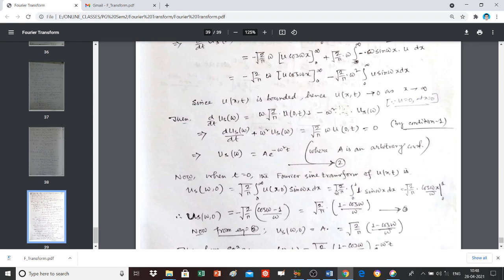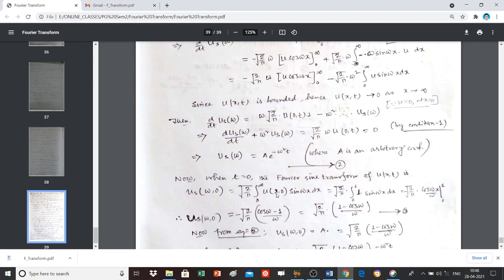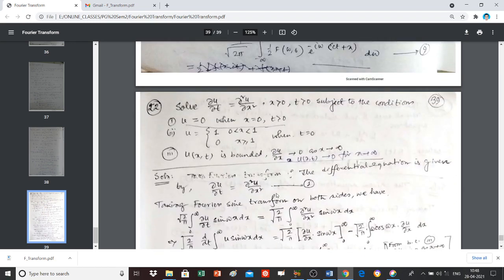Now this is equal to square root 2 by pi, and now we have to go to the boundary condition, that is u(x,0). Where is that? That is here. See here, u is equal to 1 for 0 less than x less than 1. This is the condition. From here you can easily obtain that using this condition. When 0 less than x less than 1, then u is equal to 1, otherwise it is 0.